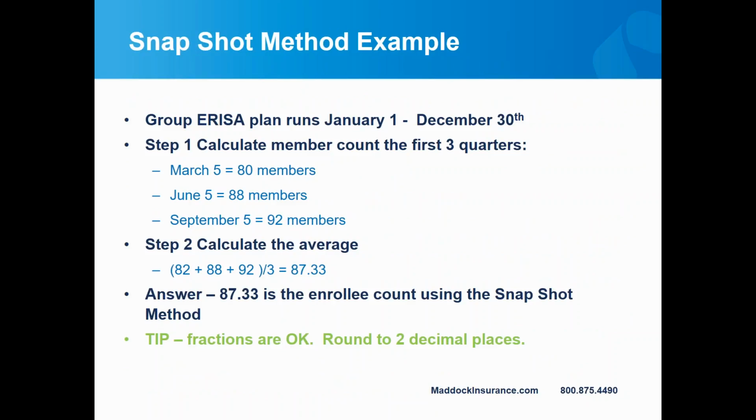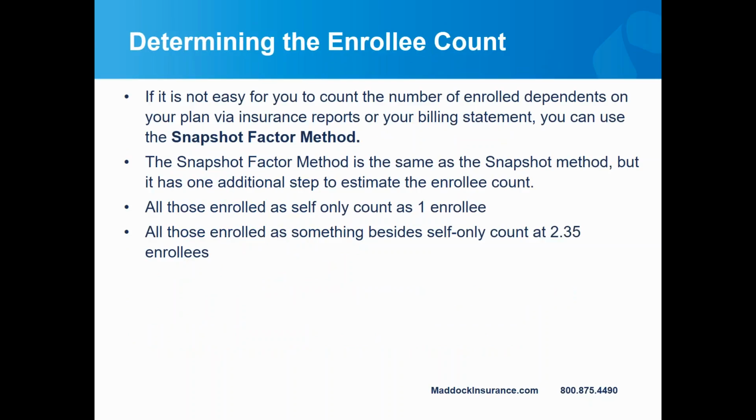Here's an example of how to use the snapshot method for a company that has a plan that runs January through December 30th. Step 1 is to calculate the member count for the first 3 quarters. This person is going to use the 5th of the month for the first 3 quarters: March 5th, June 5th, and September 5th. So you have 80 plus 88 plus 92 divided by 3 quarters. That gives them an average enrollee count of 87.33, and that's what they're going to use to pay the fee. It's okay to have fractions, and you just want to round to the nearest 2 decimal points.